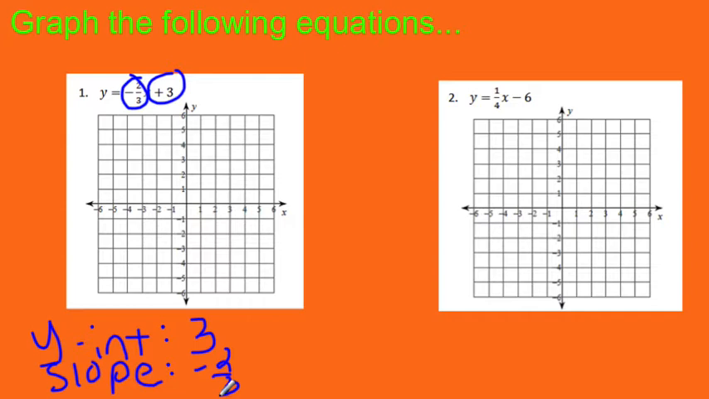So now I'm going to go ahead and plot this. So I need to plot 3 on the y-axis. So I'm going to look at this axis right here, and I want to find 3 on it. So from 0, I'm going to go up 1, 2, 3. And that's that point right there. Okay?